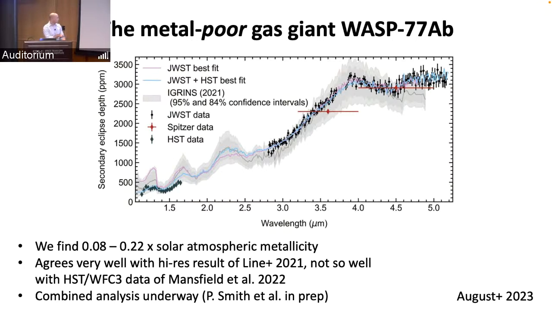We find a subsolar metallicity for this planet's atmosphere. That's a bit challenging to understand because the core accretion model of planet formation suggests that you should have metal enhancement in the planet's atmospheres due to the accretion of planetesimals while the atmosphere is collapsing and forming, but we get this subsolar metallicity.